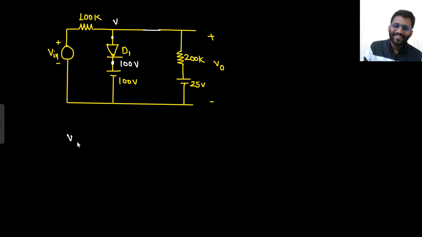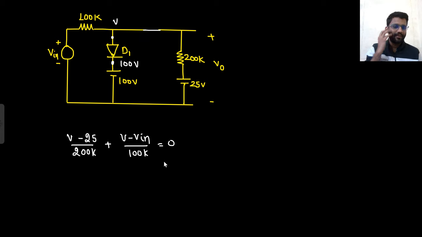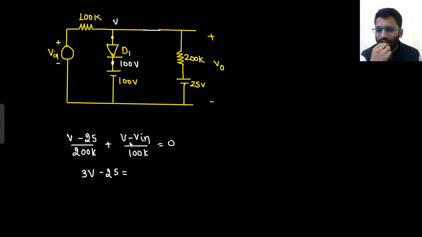Yeah. V minus 25 by 200k plus V minus Vin by 100k is equal to 0, right? Simple KVL, KCL I am applying. And here I am applying open circuit test. So this will be open circuit, so no current will be there. So basically, what do you get? 3V minus 25 is equal to Vin.